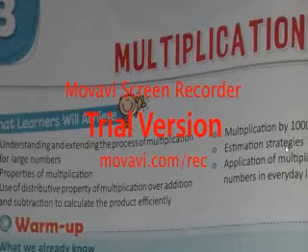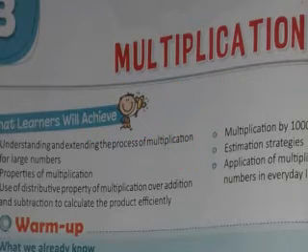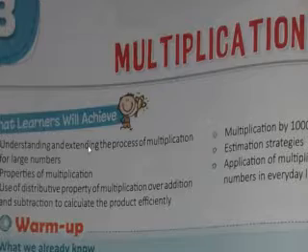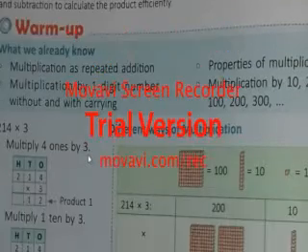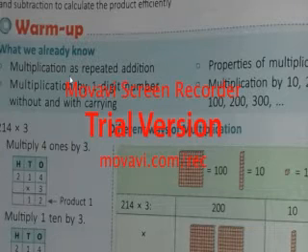Multiplication by 1000, 2000. Estimation strategies. Application of multiplication of large numbers in everyday life. These are the things which we will achieve after completing this chapter. So let's see. Before that there is a warm up. What warm up is there? Just see. Multiplication as repeated addition. Multiplication is also known as repeated addition.